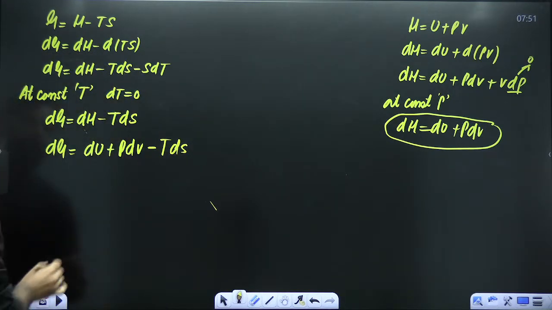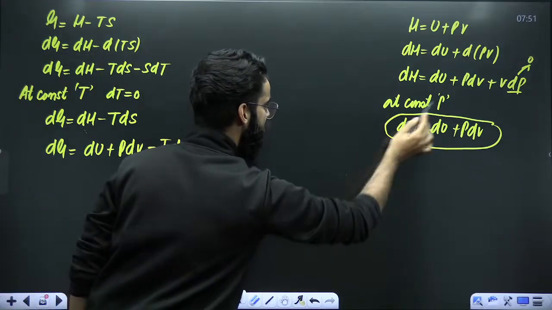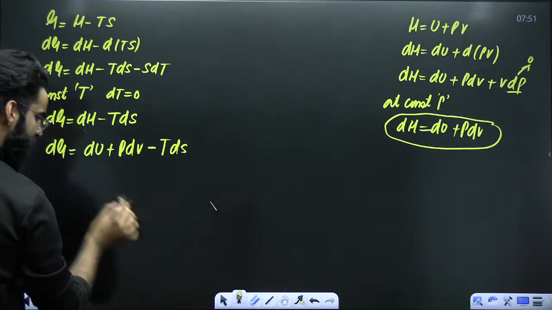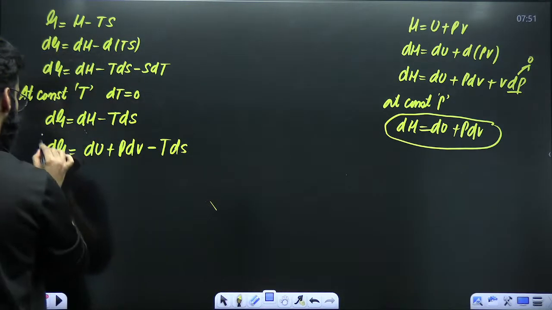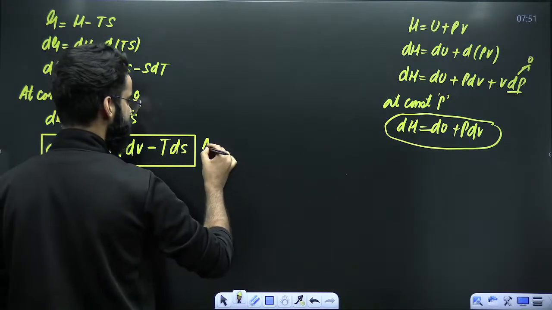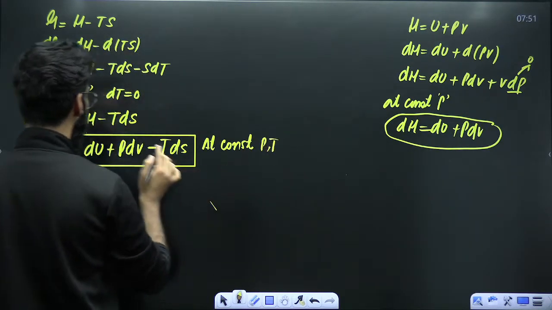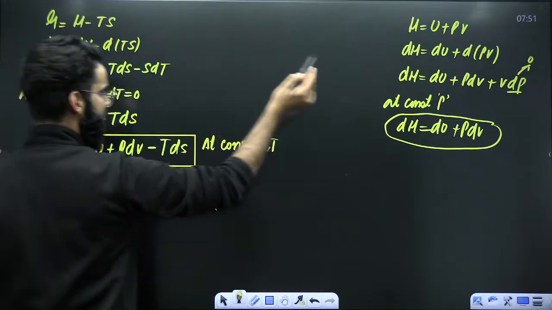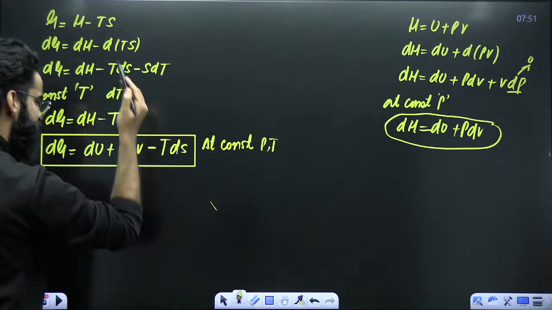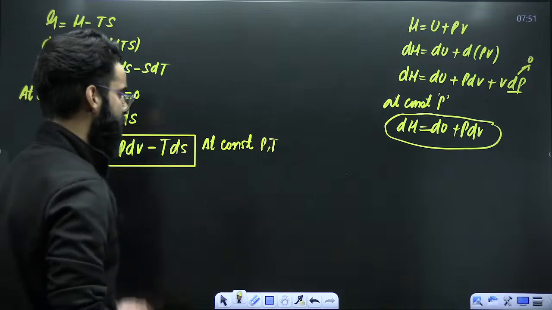Now try to understand. This equation we wrote at constant temperature, and this equation we wrote at constant pressure, right? And we are putting the value of dH over here. That means the final equation which we are getting is valid at constant pressure and temperature. Point number 1.